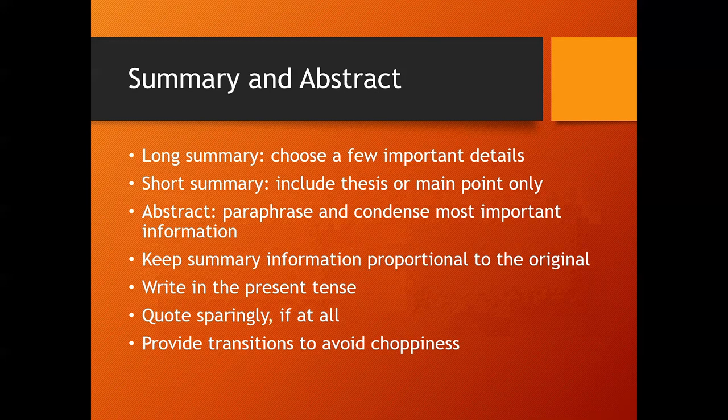Keep your summary information proportional to the original. And in your summary and abstract, you are going to write in the present tense. Within this section, you are not going to want to quote if at all possible, and you do want to provide transitions. Again, this is an overview of the entire paper, so including introduction, conclusion, data, etc.